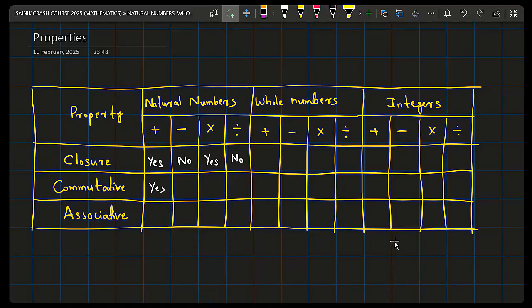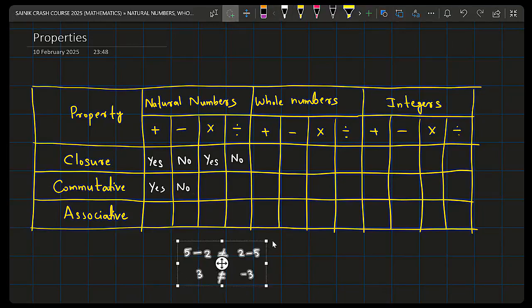What about subtraction? For example, if I take 5 natural number, 2 natural number, I want to check 5 minus 2 and 2 minus 5 are equal or not. Sorry, 5 minus 2 will give me 3. But 2 minus 5 won't give 3. It will give minus 3. Do you think 3 and minus 3 are equal? Not equal. So 5 minus 2 is not equal to 2 minus 5. So can we say that natural numbers satisfy commutative property under subtraction? The answer is no.